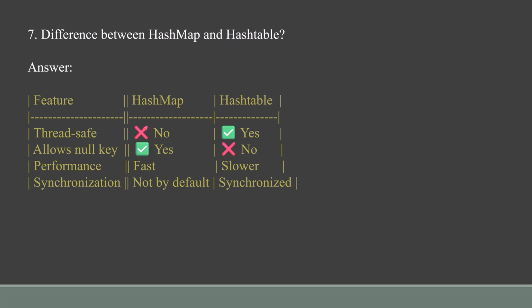HashMap is not synchronized by default while Hashtable is synchronized. So HashMap is not thread safe. Hashtable is thread safe. Also, HashMap allows one null key and multiple null values. Hashtable doesn't allow any null key or value. And performance-wise, as HashMap is not synchronized, it is fast and Hashtable is slow.